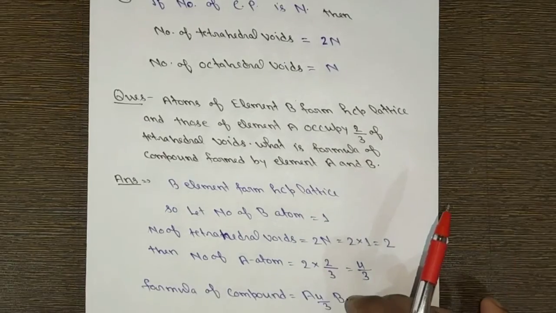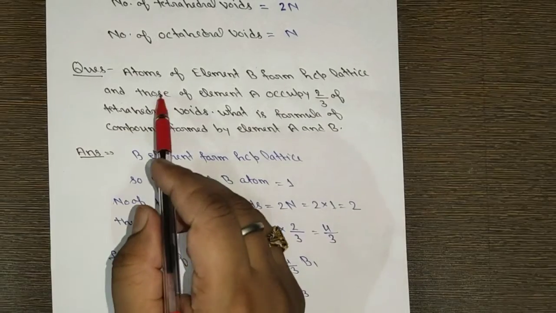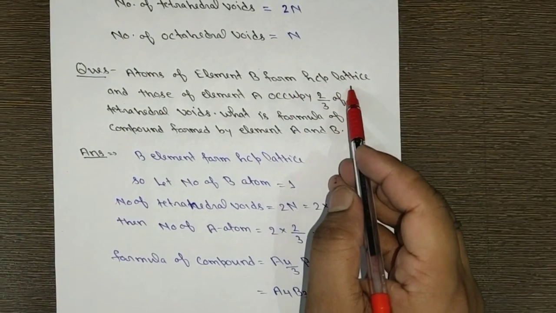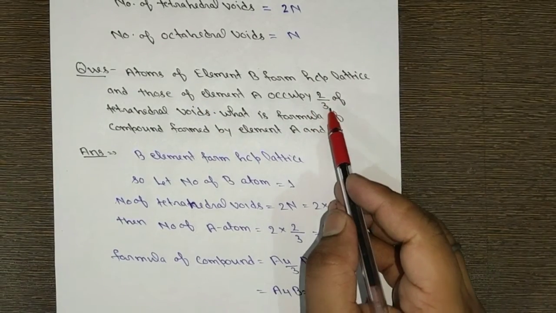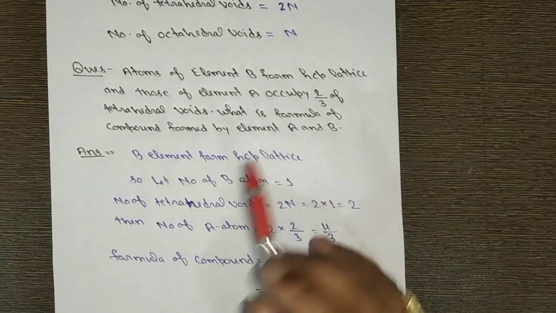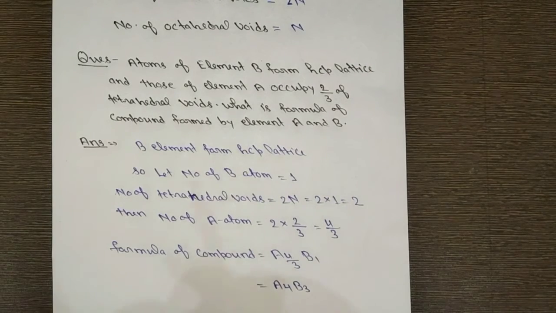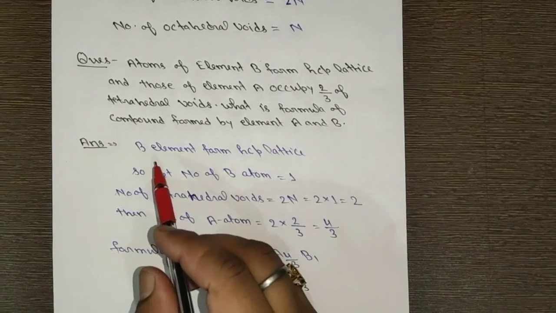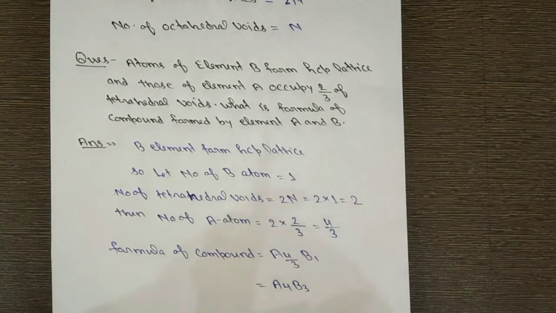One question, a formula writing question based on voids. Atoms of element B form the HCP lattice and those of element A occupy 2/3 of the tetrahedral voids. What is the formula of the compound formed by elements A and B? How can we calculate the formula of the compound? Then we check this. Element B forms the HCP lattice. That means the crystal structure is generated by the B element.